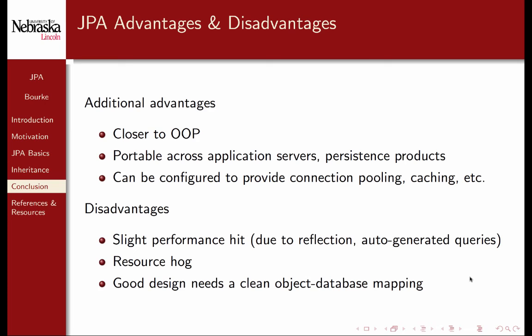JPA provides several potential advantages over JDBC. First, it's closer to object-oriented programming. You don't have to worry about the access to the underlying database. You can deal exclusively in Java objects. It's portable across application servers and persistence products. It can be configured to provide connection pooling, caching, and many other features.